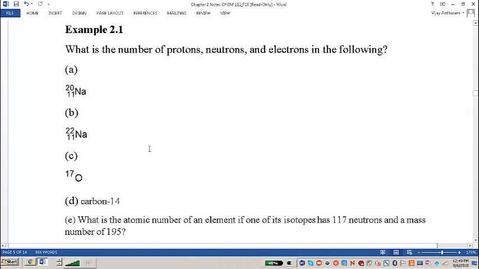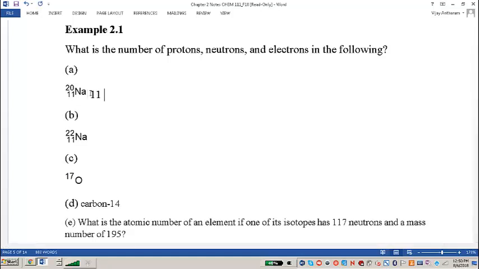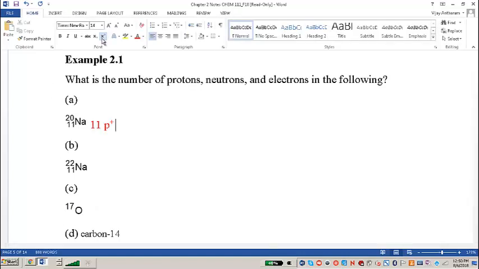All right, let's take a look at some practice problems here. Number of protons, neutrons, and electrons in the following. So how many protons are here in this sodium element, or sodium atom? It's going to be 11 protons. And how many electrons are going to be in this sodium atom? And finally, how many neutrons? It's going to be 20 minus 11. It's going to be 9 neutrons.